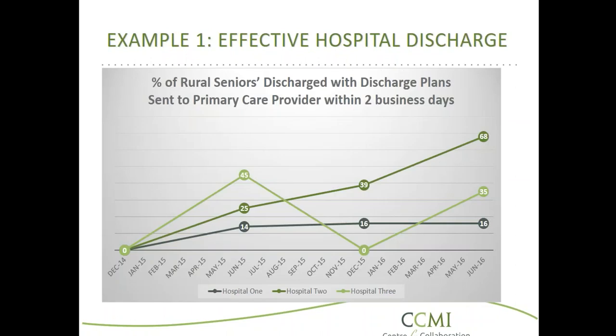I just use this as an example. It's very telling. We have a particular quality improvement effort that's looking at effective hospital discharges, effective being the percentage of rural seniors discharged with discharge plans sent to the primary care provider within 2 business days. If we take a look at the dark green line, Hospital 1, we'll see that what happened with them was they were very interested in the idea, they got going on it, but the project didn't have any resources. There wasn't an organizational directive to do it.